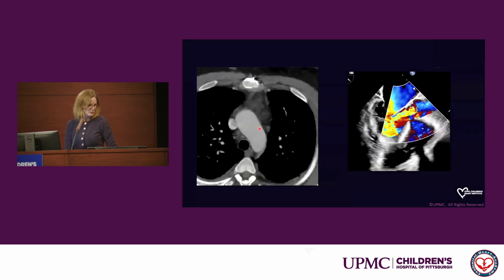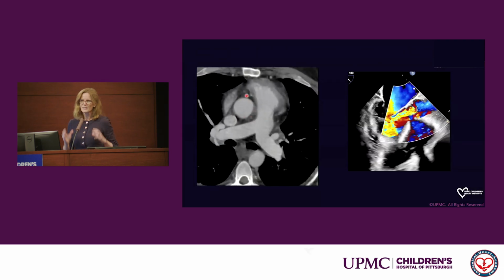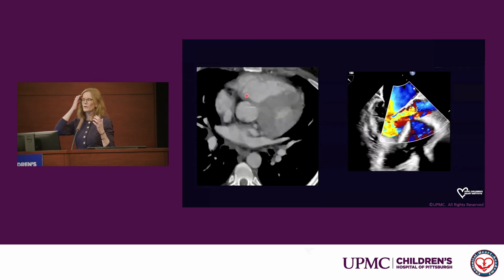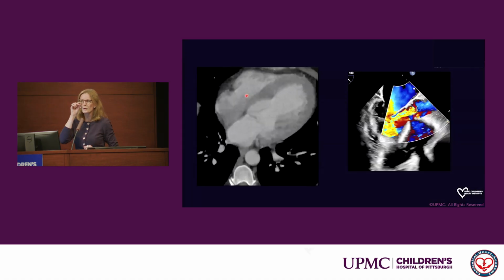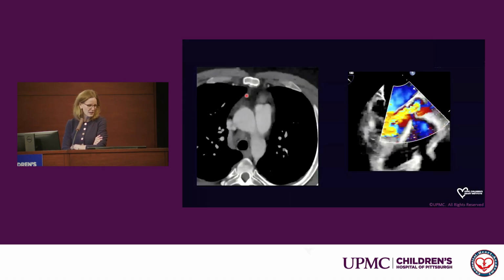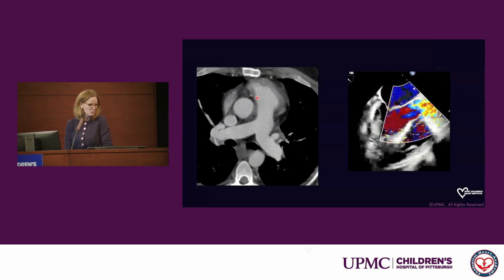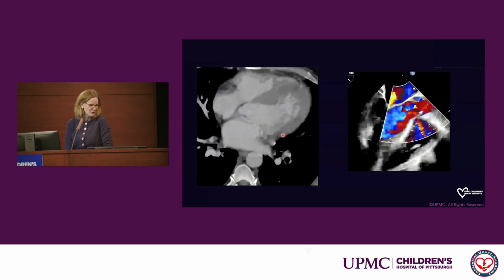This is this young man's CTA, where you can see that thickened wall appearance where the material to treat the previous ascending aortic pathology had been seen. But then you can also see there's normal coronary origins and a normal aortic root.